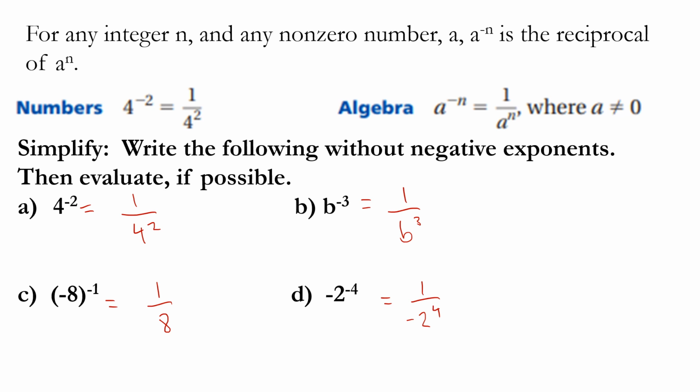Now, if we were to evaluate these, 1 over 4 squared is 1 over 16. 1 over b to the third is just 1 over b to the third. I apologize, that was a negative 8 to the negative 1, so that's 1 over negative 8 to the first, which is really negative 1/8. And lastly, 1 over negative 2 to the fourth, well, that's 1 over the negative of 2 to the fourth, and 2 to the fourth is 16, so 1 over negative 16, which is negative 1/16.